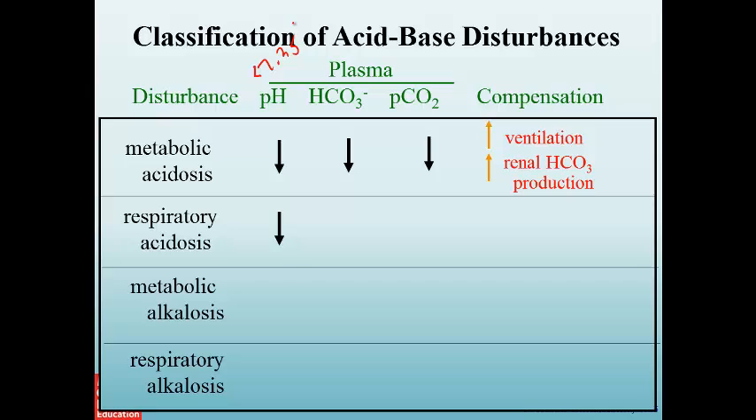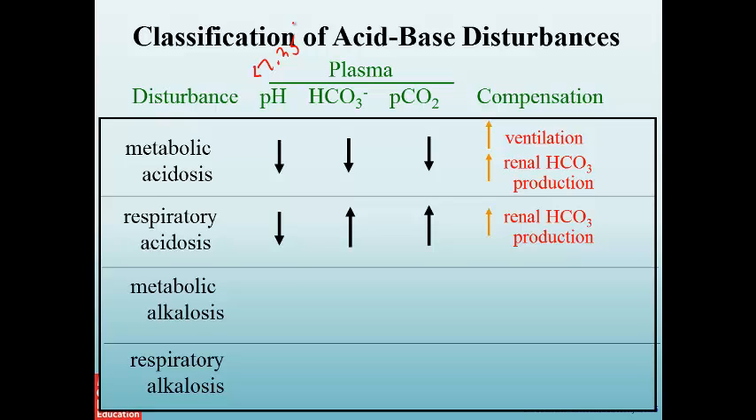Respiratory acidosis, so in this case, the pH again will be less than 7.35. But the cause here is respiratory in nature, so you're going to expect a higher than normal PCO2. To compensate for that, you will produce more bicarbonate to buffer that CO2. Right, you'll convert more CO2 into bicarbonate. So you'll increase renal bicarbonate production as a compensation for respiratory acidosis.